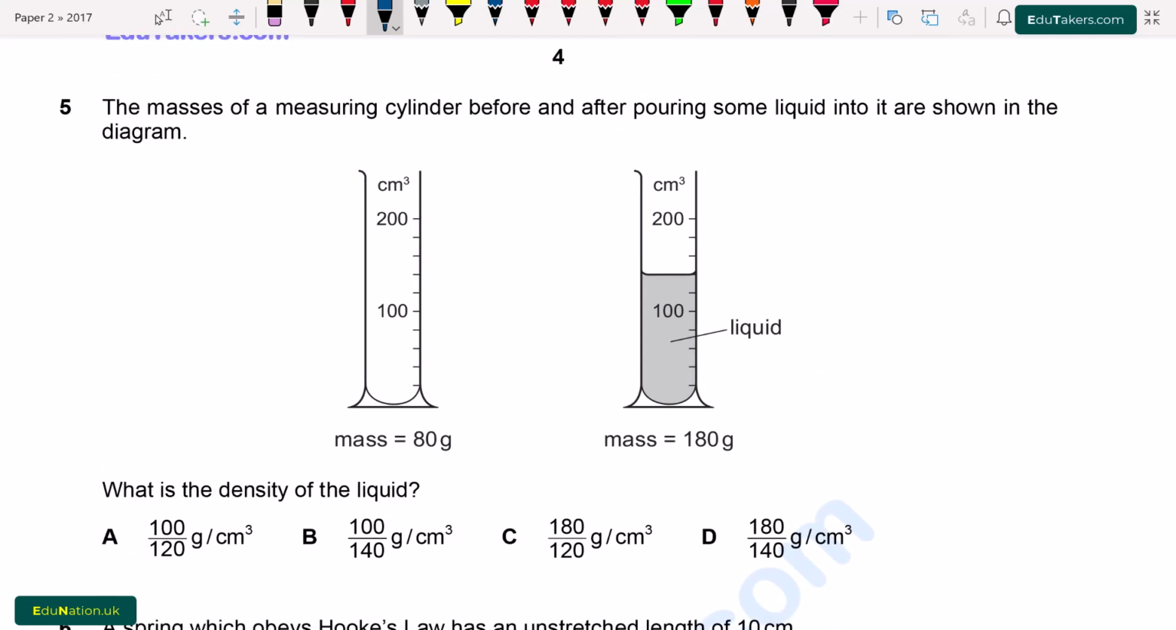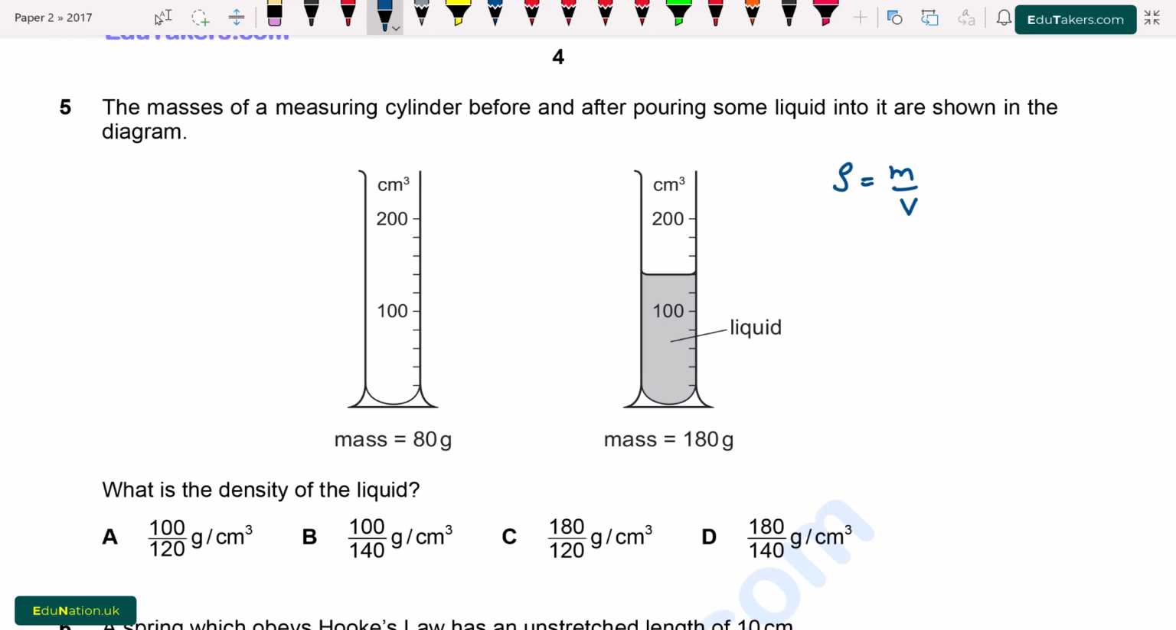Question number 5. The masses of a measuring cylinder before and after pouring some liquid into it are shown in the diagram. What is the density of the liquid? So here we have to find out the density of the liquid. Density is equal to mass over volume. It means that we have to find out the mass of the liquid and volume of the liquid.